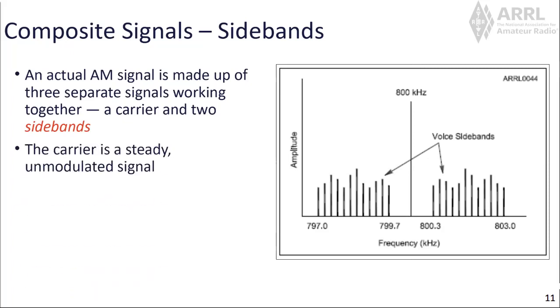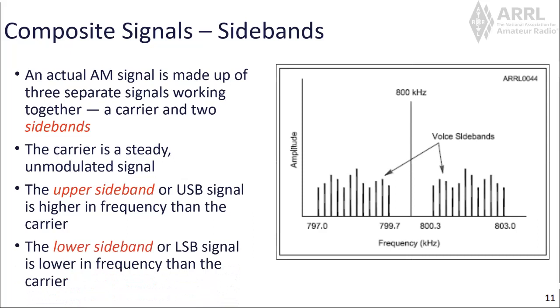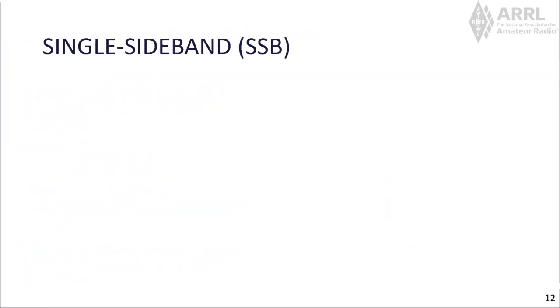Okay, that carrier is a steady, unmodulated signal. Then that upper sideband, and that's the one on the right, is the higher frequency than the carrier. That's where you added to it. The lower sideband, which is the left one, is a lower frequency, and that's where you have subtracted the information or the frequencies from the carrier frequency. Just remember upper and lower sidebands, okay?